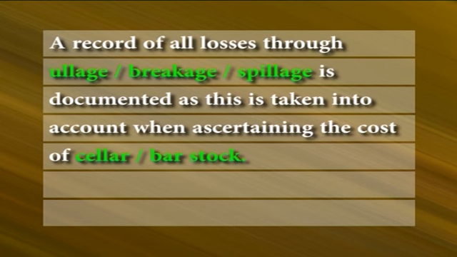In case of bottles breaking in the cellar or bar, the neck of the bottle with the sealed cap intact is kept for accounting purpose. A record of all losses through ullage or breakage or spillage is documented, as this is taken into account when ascertaining the cost of cellar or bar stock.